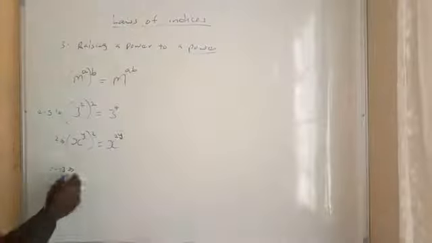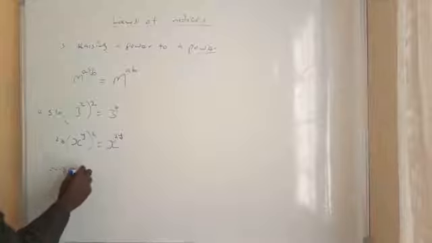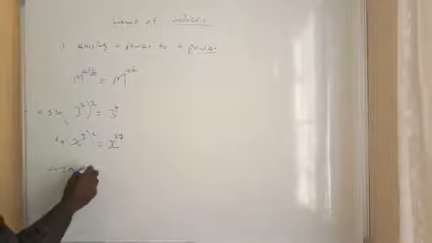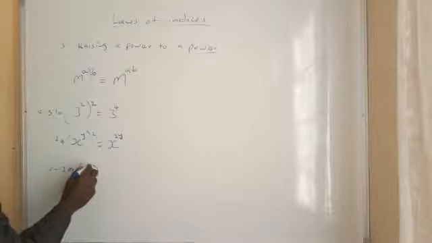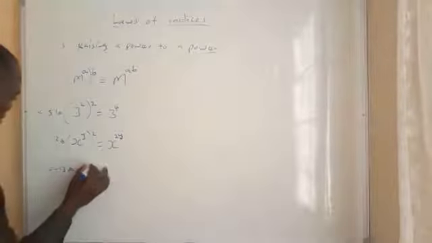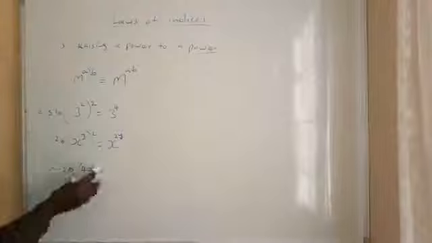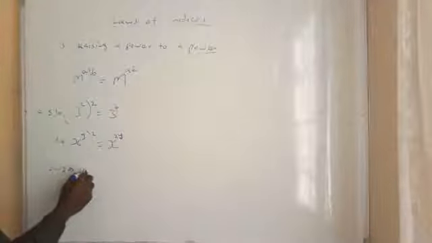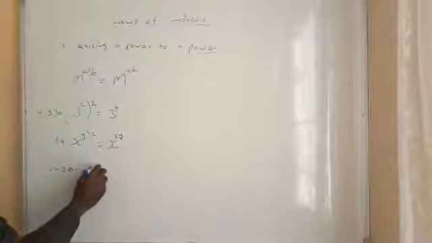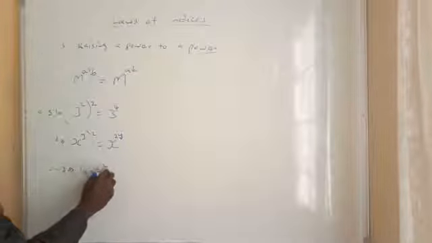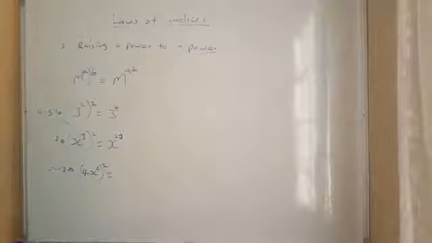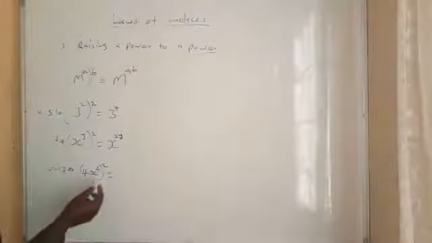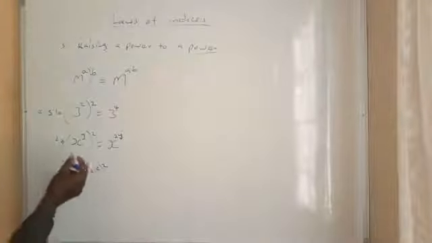Example 3. If I have, for example, 4x power 2 raised to power 2, then you raise what is in the brackets to the power of 2 separately.